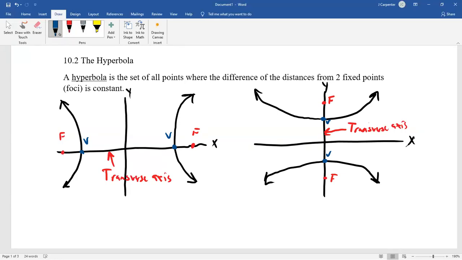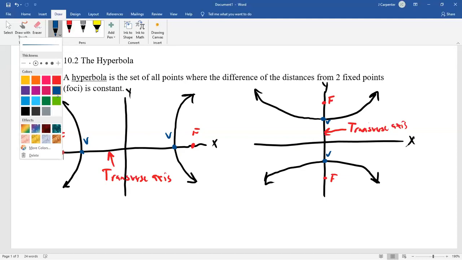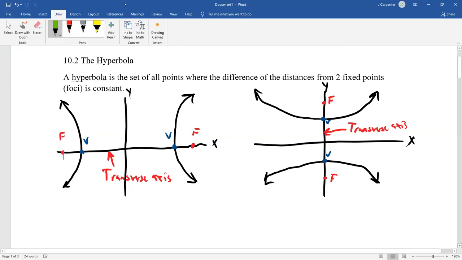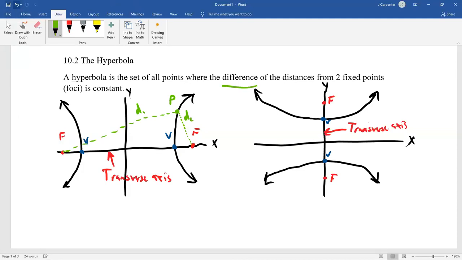So I want to just very, very briefly put up here the set of all points where the difference of the distance from the two fixed points is constant, so the foci. So say you've got this point right here. Here's our random point. Here's the distance to one of the foci. Here's the distance to the other one. So we can call these D1 and D2. The difference of those is always constant.